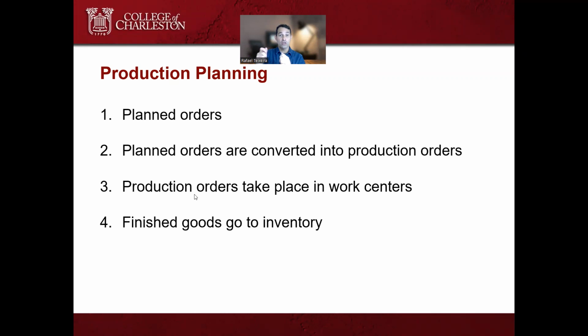And then these production orders are distributed to the work centers. Each manufacturing plant is organized in work centers, a center where employees work on specific tasks. I hope you saw the video about the manufacturing plant in Mexico. They are producing shoes. You can see in that video the different work centers. And then after doing everything, the finished goods, the products finalized, produced, they go to inventory.